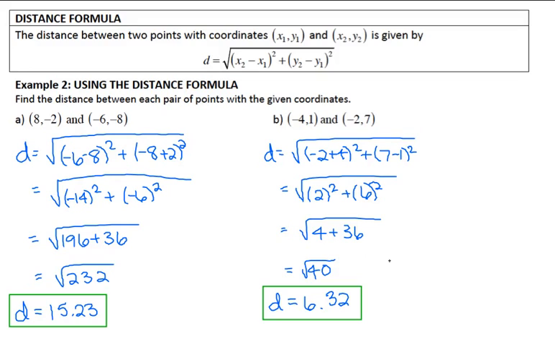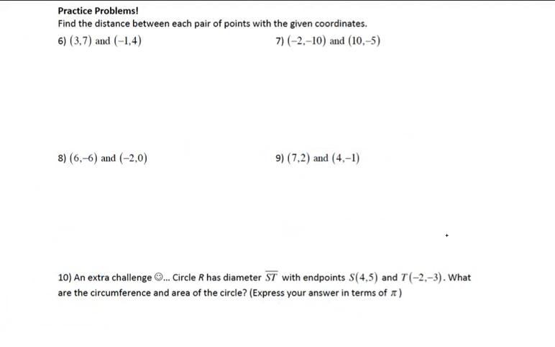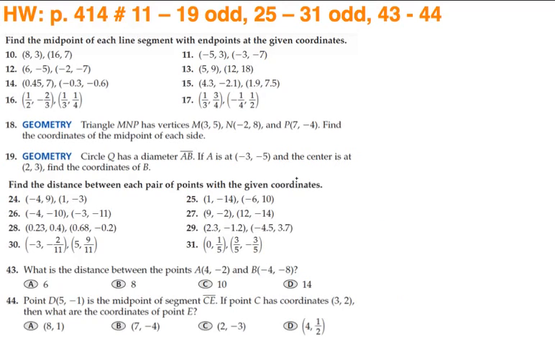When I was telling you that section 8.1 wasn't a difficult section, I wasn't lying. But your homework assignment is from the textbook, so you're doing the odds for all of these. So 11 through 19 odd, 25 through 31 odd, and then 43 and 44. All right, guess that's it. See you in class.